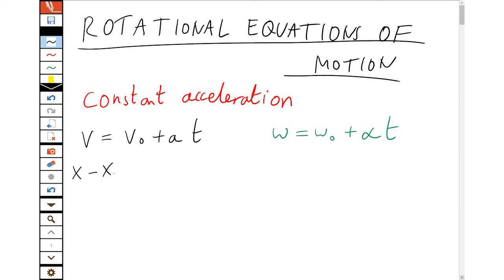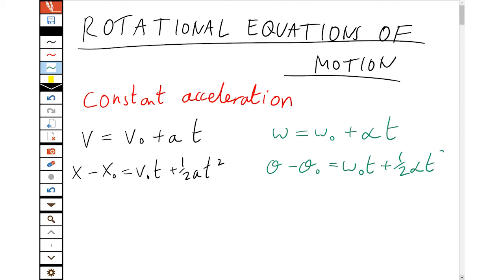New position minus old position, so change in position, is old velocity times time plus a half the acceleration times time squared. So the angular version is the change in angle is equal to old angular velocity times time plus a half the angular acceleration times time squared. And remember, any of these numbers might be negative. You just plug that into the equation.